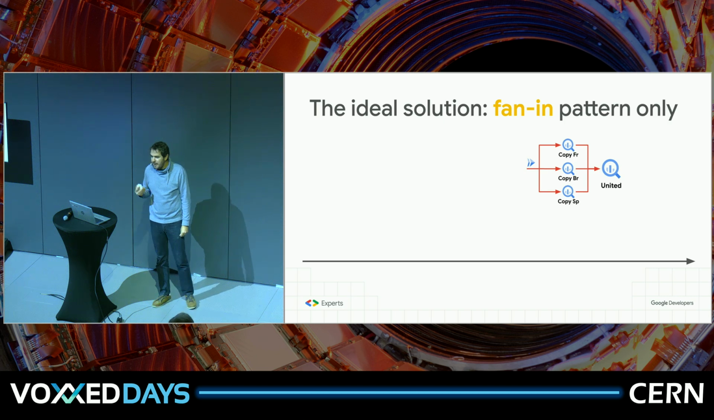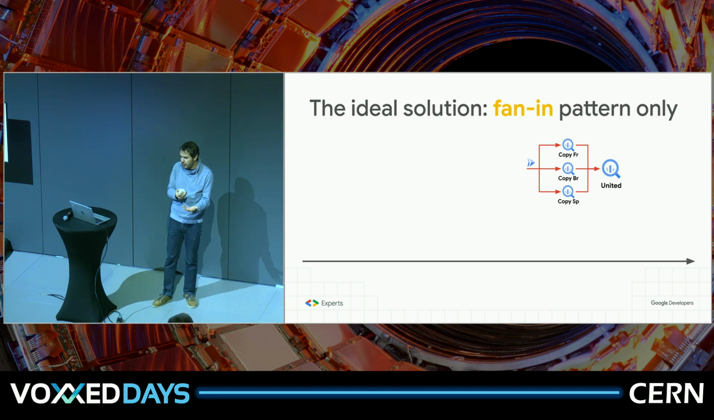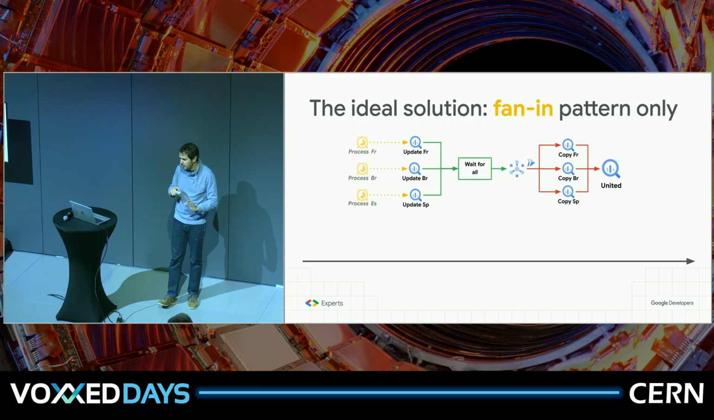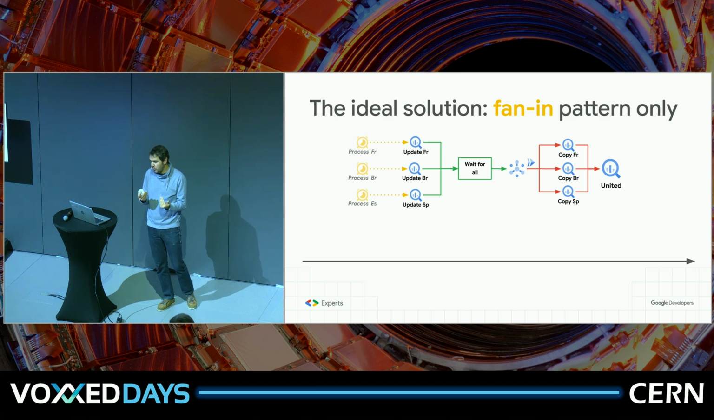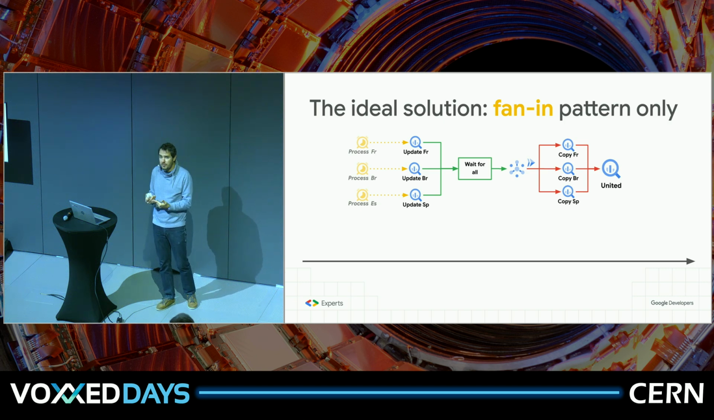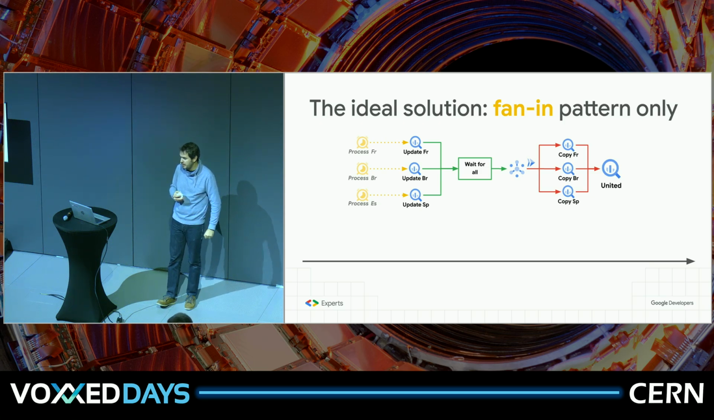So, in fact, the ideal solution that I look for is only a fan-in pattern. That means all the countries can update their data platform when they want. I don't care about the time, the frequency, and so on. It's not my problem. But when it's done, the country notifies us that the local data platform is up to date. And when all the data platforms are updated, we send a message in PubSub to be able to synchronize our data to United.